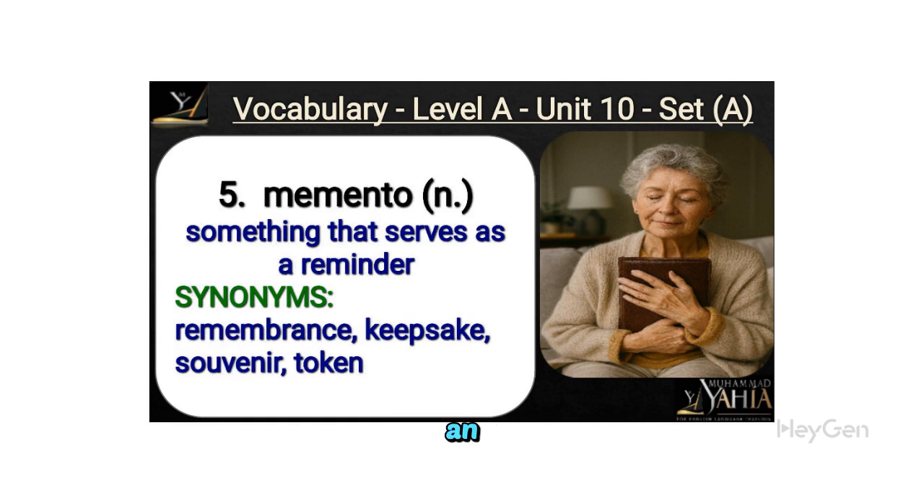A memento is an object that serves as a reminder of a person, place, or event. It can be a keepsake, souvenir, or token, often holding sentimental value. These items help preserve memories, acting as tangible links to past experiences and emotions.